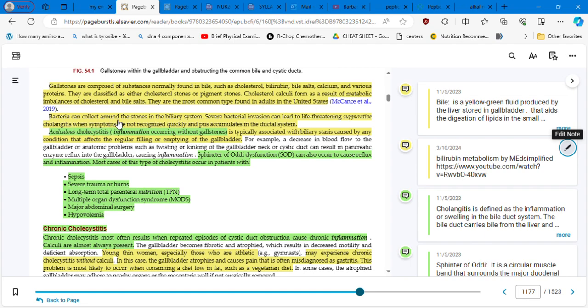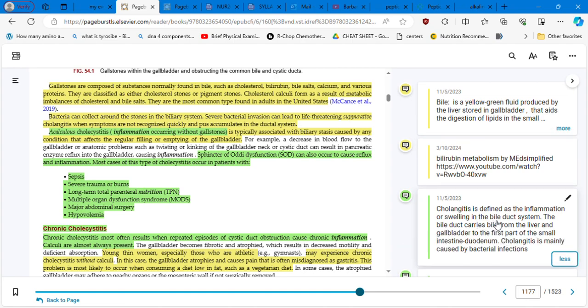Bacteria can collect around the stones in the biliary system. Severe bacterial invasion can lead to life-threatening suppurative cholangitis, when symptoms are not recognized quickly and pus accumulates in the ductal system. So cholangitis is defined as the inflammation or swelling in the bile duct system. The bile duct carries bile from the liver and gallbladder to the first part of the small intestine.